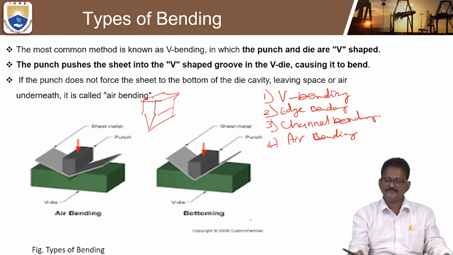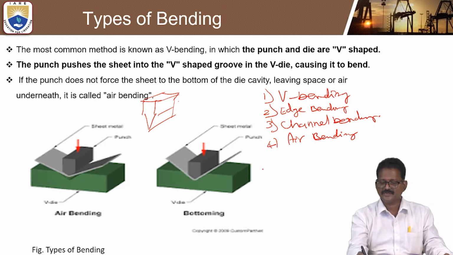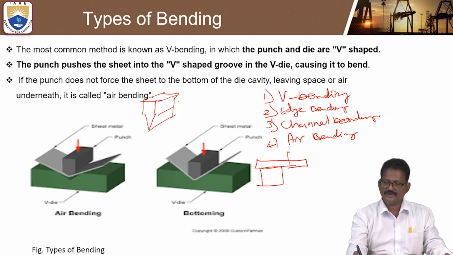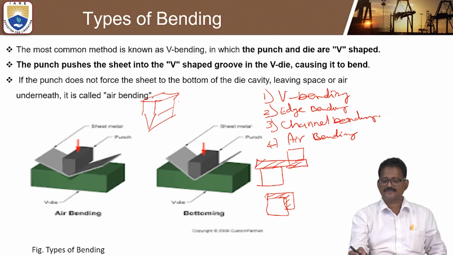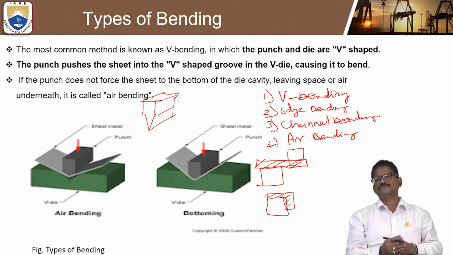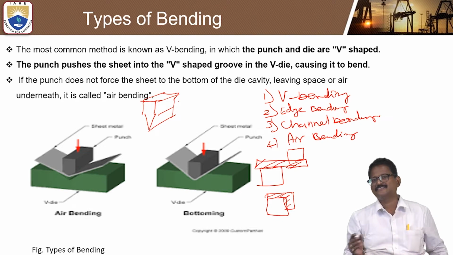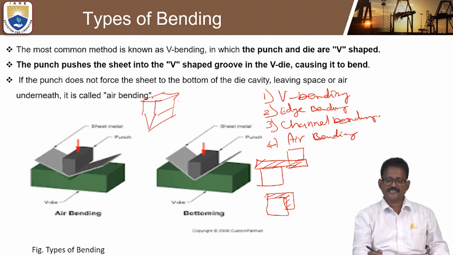Another important one is edge bending. We keep the sheet, apply pressure, and it is tilted into some edge shape. This is called edge bending. Edge bending may be obtained based on the edges to be performed.